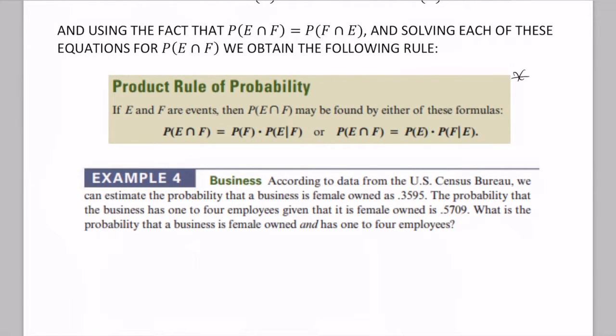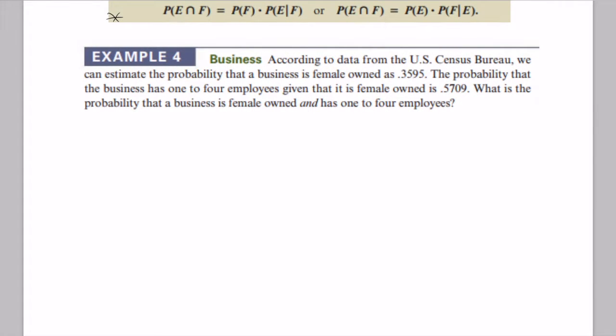So, important again. Example 4, according to data from the U.S. Census Bureau, we can estimate the probability that a business is female-owned. So, probability of female-owned is equal to 0.3595. And I'm going to name it P of F.